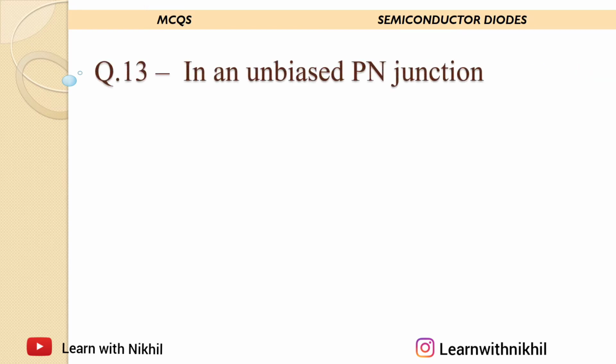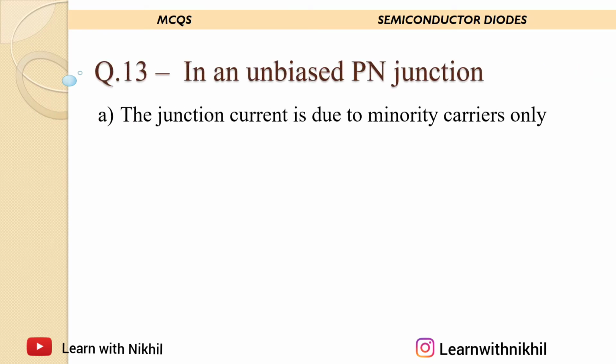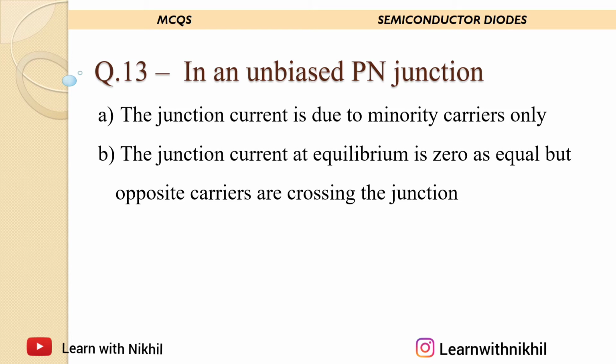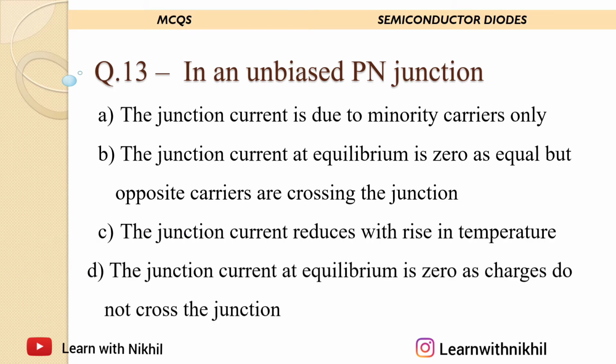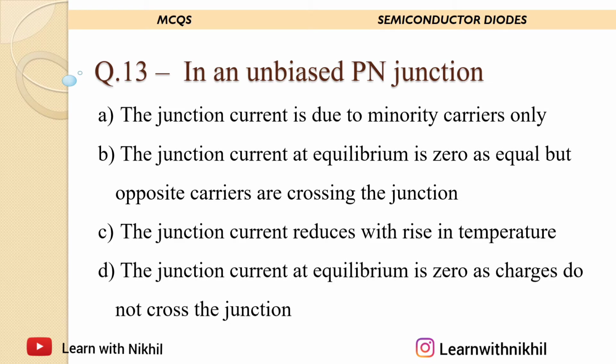Next, in an unbiased PN junction, the junction current is due to minority carriers only. The junction current at equilibrium is 0 as equal but opposite carriers are crossing the junction. The junction current reduces with rise in temperature, or the junction current at equilibrium is 0 as charges do not cross the junction. The answer is B.